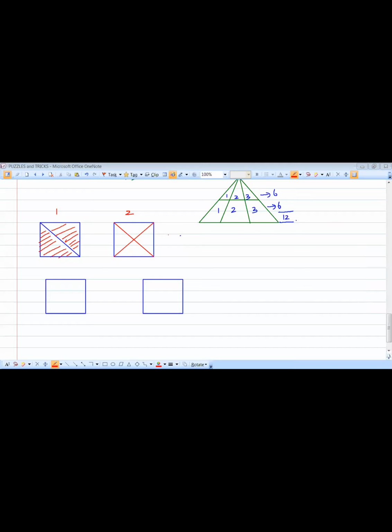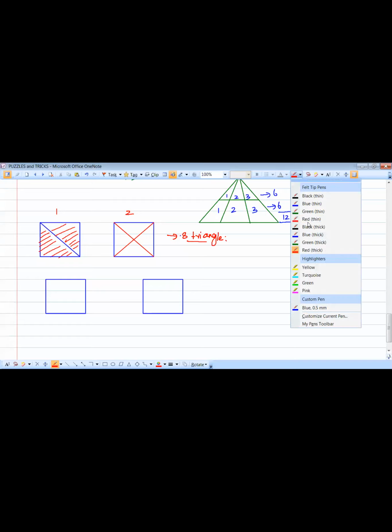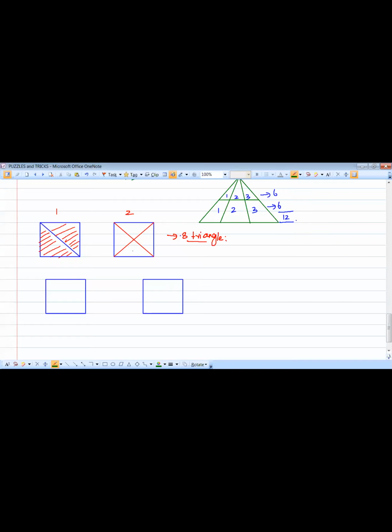How many triangles will be there? 8 triangles. How can we find out these 8 triangles? Let me segregate it. This is small triangle 1, small triangle 2, small triangle 3, and small triangle 4. Okay. So totally how many triangles? 4 triangles. After that, we have 4 more triangles.